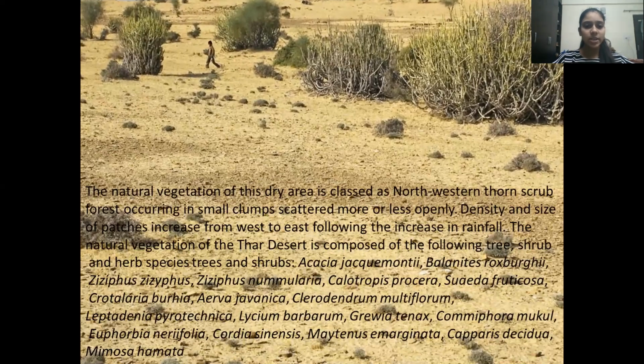The natural vegetation of this dry area is classed as northwest thorn scrub forest, occurring in small clumps scattered more or less openly. Density and size of patches increase from west to east following an increase in rainfall. The natural vegetation of the Thar Desert is composed of the following trees, shrubs, and herbs. Species, trees, and shrubs.